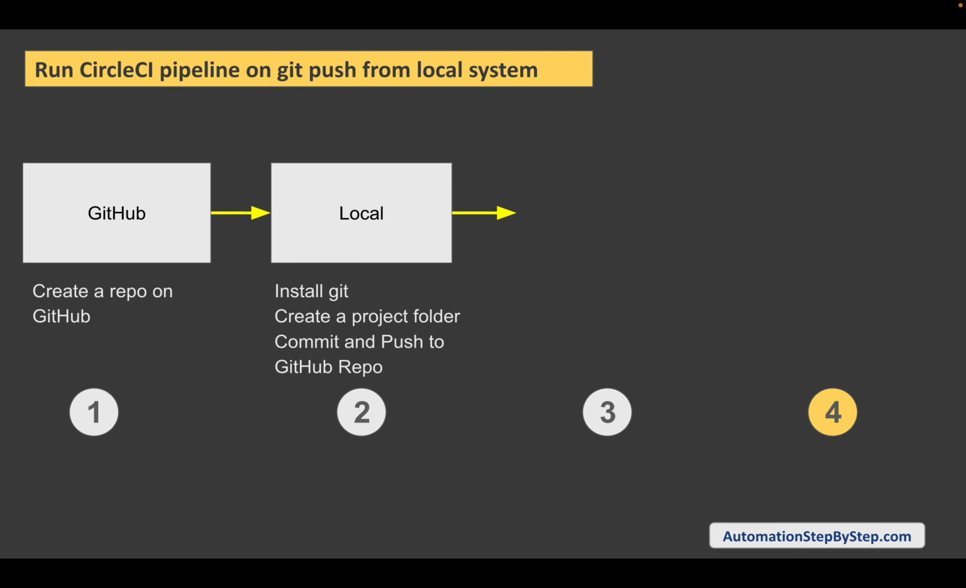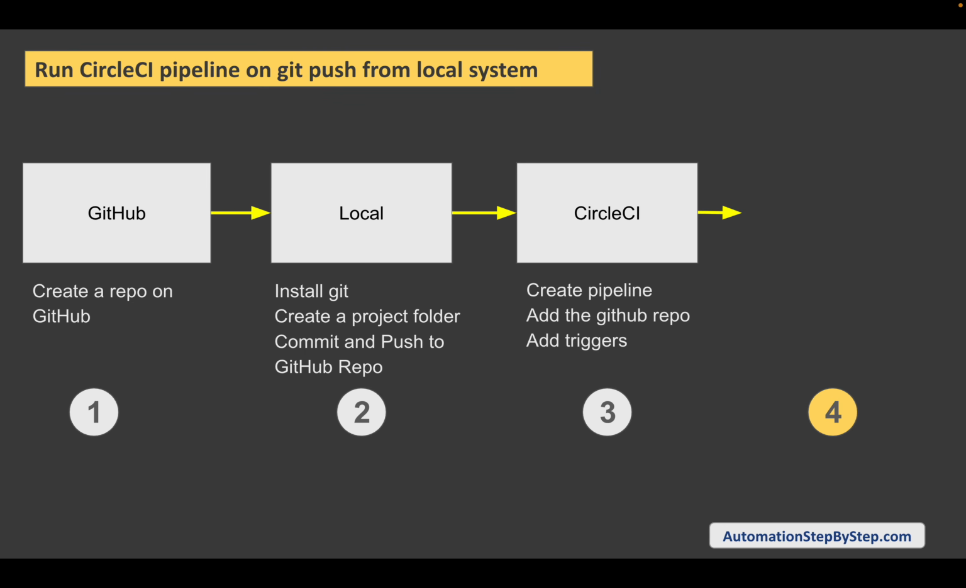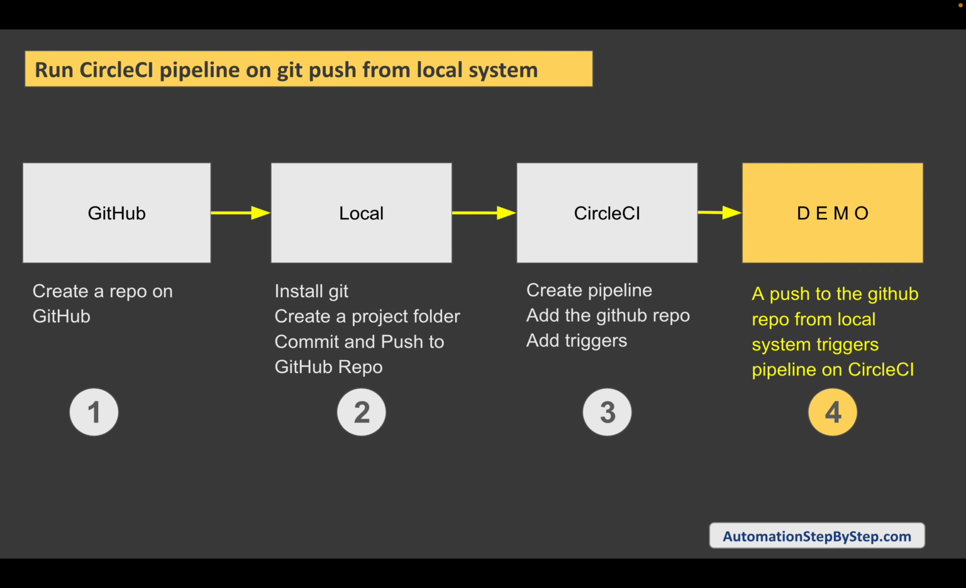Okay, so we will commit and push changes from our local system to the GitHub repository, and then on CircleCI we are going to create a pipeline, and in this pipeline we will add the same GitHub repository, and we'll also add the triggers, that is on a push event this pipeline should get executed. Okay, after this we are going to see the demo where we will push something to the GitHub repository from our local system using Git commands. So we will make some changes in the project folder, and we will update, and we will push the changes to the GitHub repository from our local system using Git commands, and this should automatically trigger the pipeline on CircleCI.